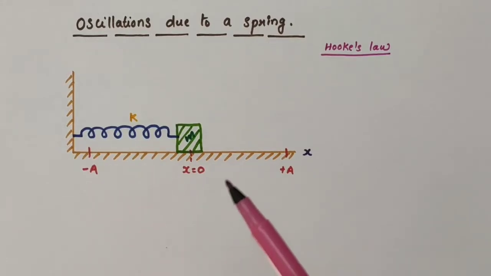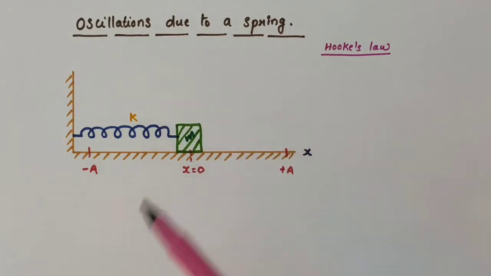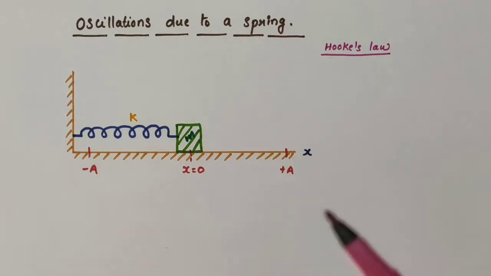Hello everyone. In this video, we are going to discuss some systems executing simple harmonic motion. Mainly, we are going to discuss oscillations due to a spring. There are no physical examples of absolutely pure simple harmonic motion. In practice, we come across systems that execute simple harmonic motion approximately under certain conditions.